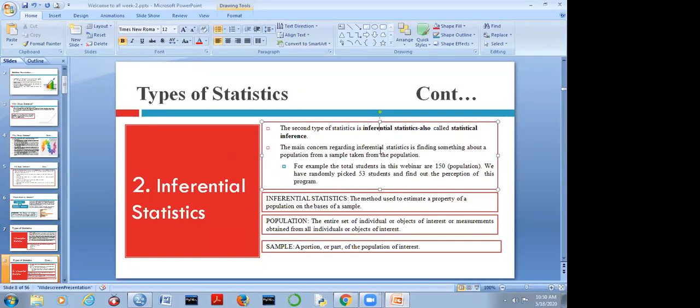The main concern regarding inferential statistics is finding something about the population from a sample taken from the population. See, in inferential statistics, we take some portion of data. Where do we take it from? From the population. Because analyzing the complete population is very difficult for the researcher, for you, for me. So what can we do? We take a sample.